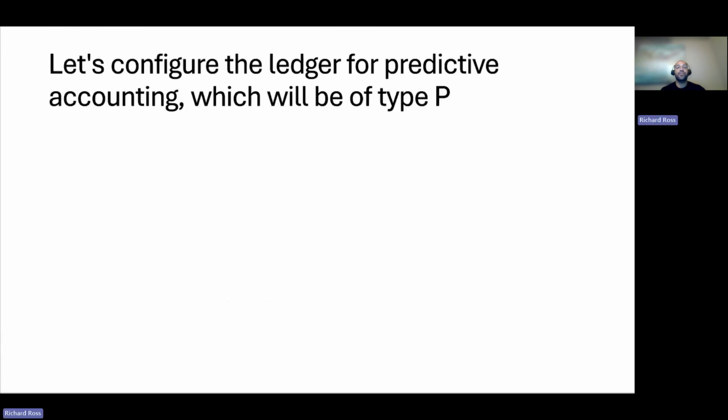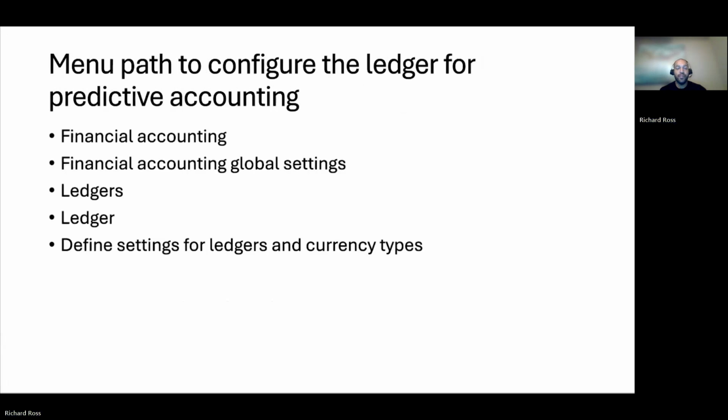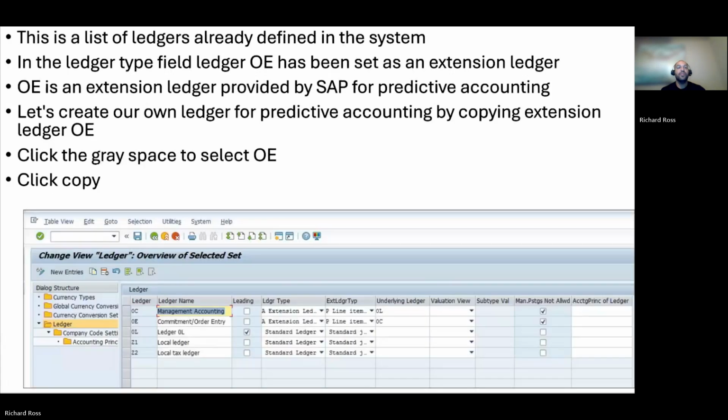Let's configure the ledger for predictive accounting, which will be of type P. Menu path to configure the ledger for predictive accounting: Financial Accounting, Global Settings, Ledgers, Ledger, Define Settings for Ledgers and Currency Types.